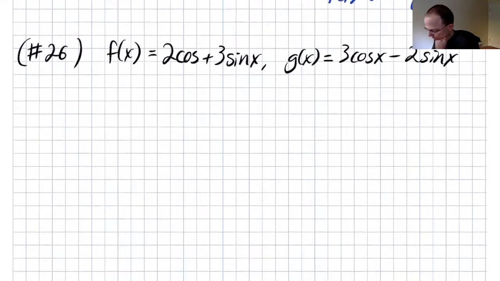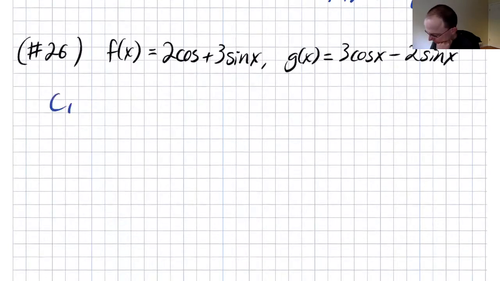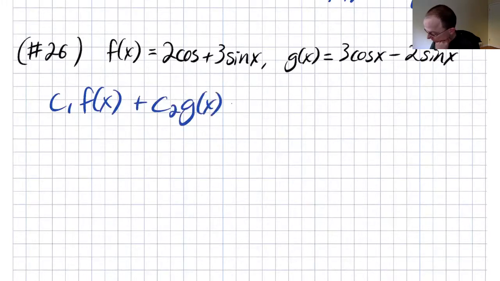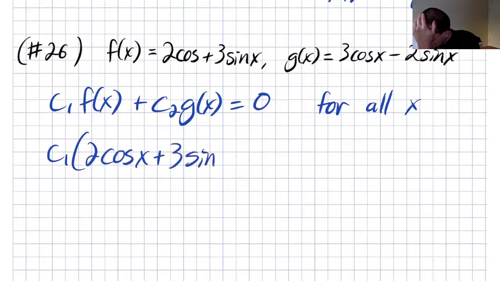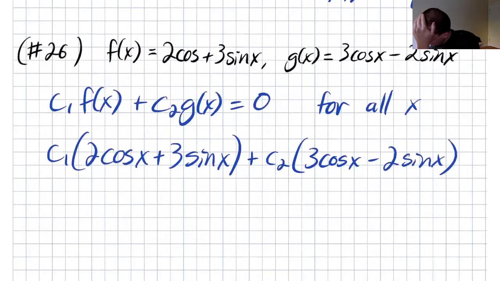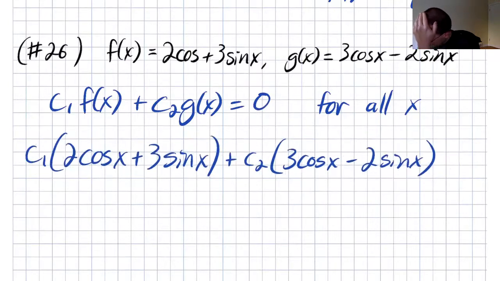All right, so let's try that with this one. So again, we start off by forming this linear combination and setting that to 0. And this should be true for all x. So what do we get? C1 times 2 cosine x plus 3 sine x plus C2 times 3 cos x minus 2 sine x is equal to 0.